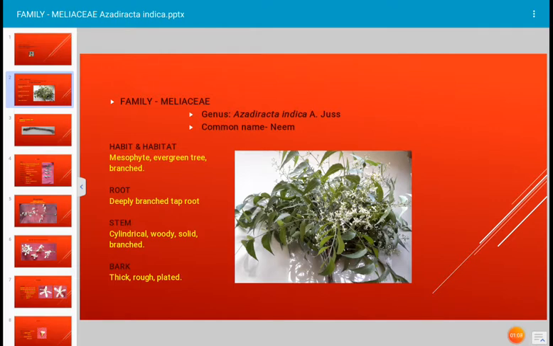It is a dicot plant. Stem is woody. It is solid, branched, and the stem and branches are very large. A big trunk is a stem. Stem is also known as trunk because it is very large, and the bark is thick, rough and plated.